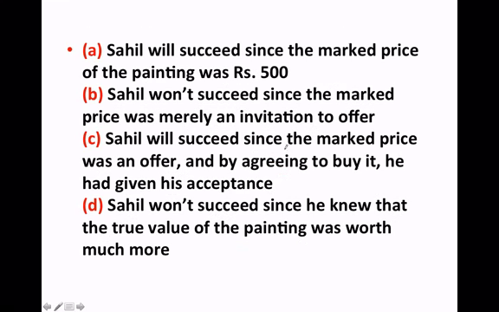First option says Sahil will succeed since the marked price of the painting was rupees 500. This is wrong because in the glass the painting was kept and it was written that paintings for sale. It was paintings, and it was not clearly mentioned that it is this painting which is for sale at 500. It just said that in this shop, it meant that in this shop you will get paintings for rupees 500.